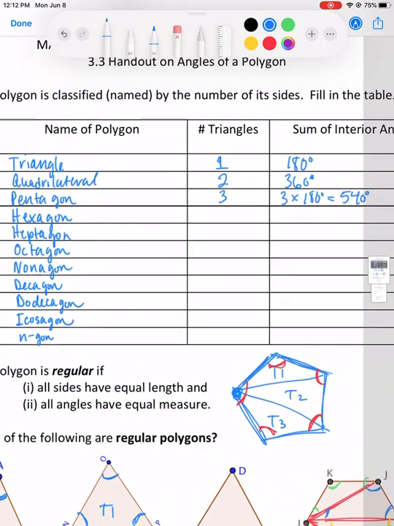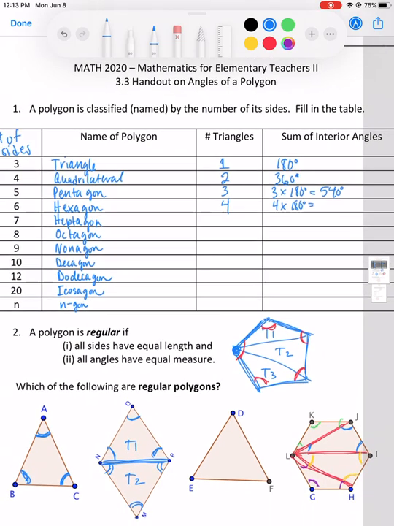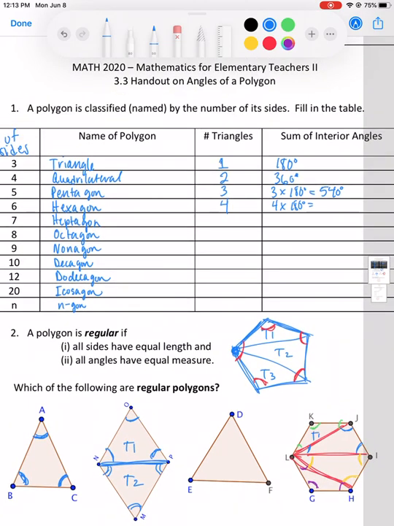So we're going to go with 4 times 180 degrees. There are 4 numbered triangles inside that hexagon there. Triangle 1, triangle 2, triangle 3, triangle 4. And when I get 4 times 180, I get 720 degrees.